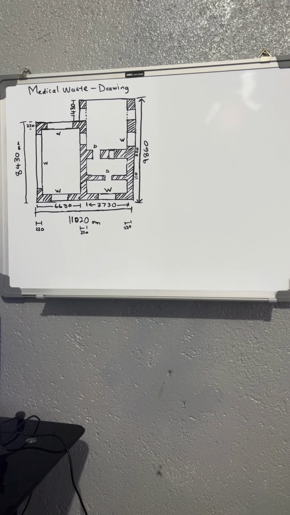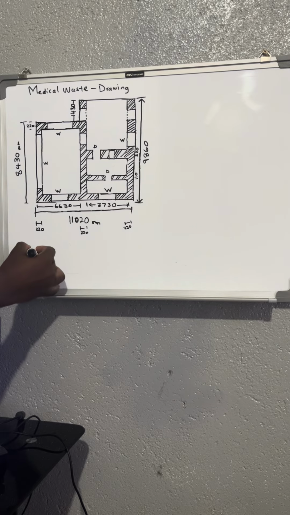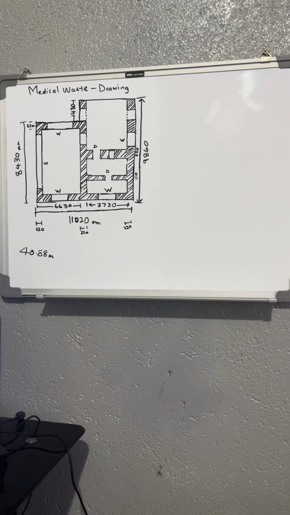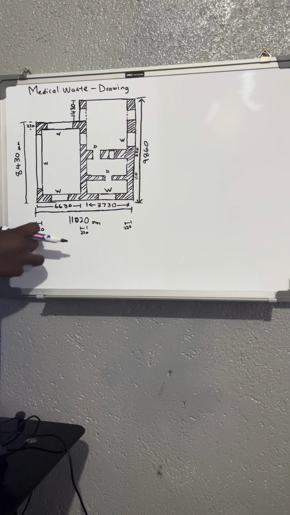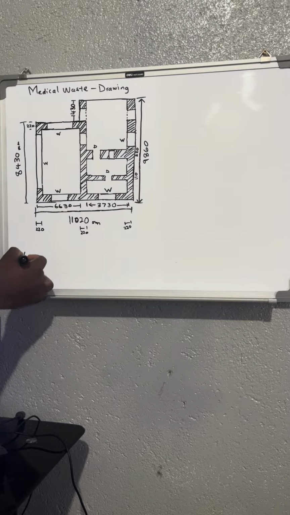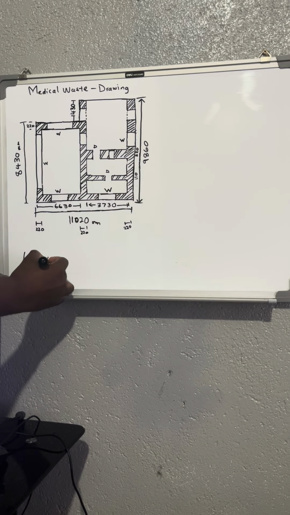Hello, so in this video we're still going to be doing the external walls, but this time we're going to be using the long and short wall method. Remember, with the perimeter method we got our final value of 40.88 meters, so we're going to still try and work it out and see if we still get the same value. So basically with the long and short wall method, we are only going to be focused on our length and also our breadth.